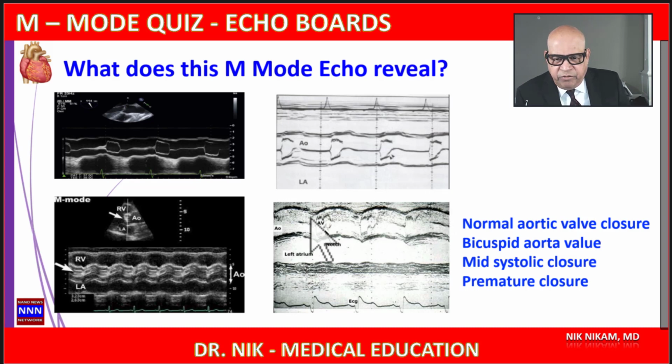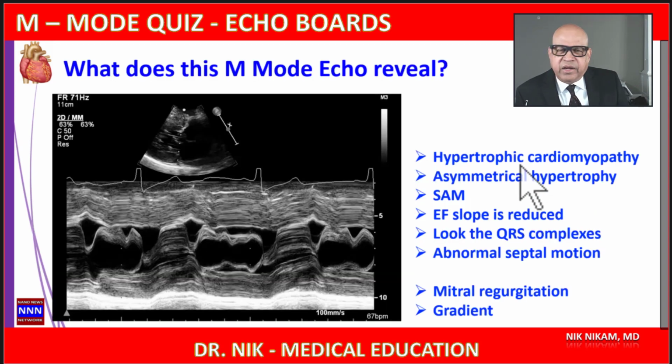And here's an example of a midsystolic notch, which may be seen in patients with, for example, hypertrophic cardiomyopathy. We have a fairly reasonable wall motion, and the left atrium is shown here. Let's move on to the next tracing. Here's an example of hypertrophic cardiomyopathy.